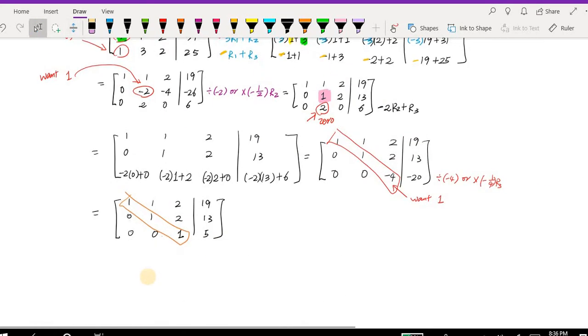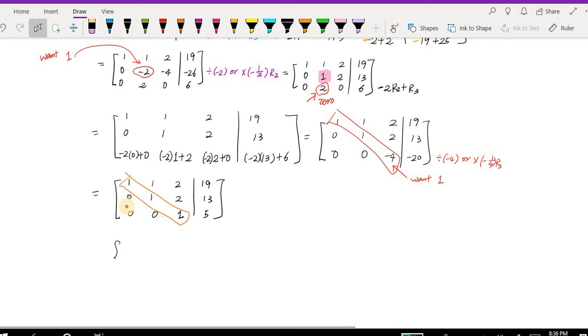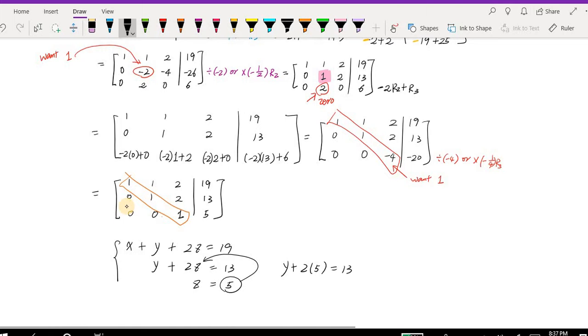Now back substitution. We're going to go back and write this as a system of equations. I can write this as 1x, which is x, plus 1y, which is y, plus 2z, equal to 19. Next, that will be 0x, which I'm going to simplify as y plus 2z, equal to 13. The last one is z equal to 5. So now all you have to do is plug in z here. That means I can write y plus 2 times 5 equals 13, and I can figure out y, which gives you 3.